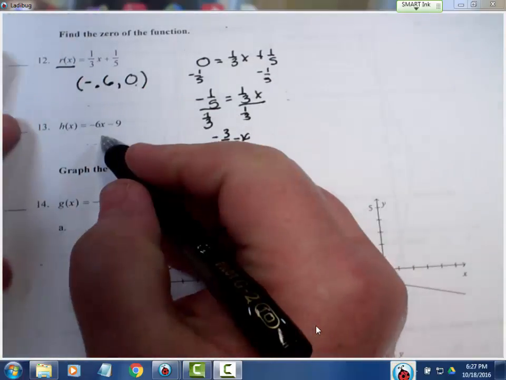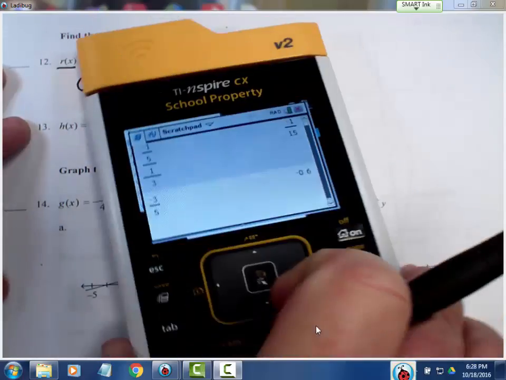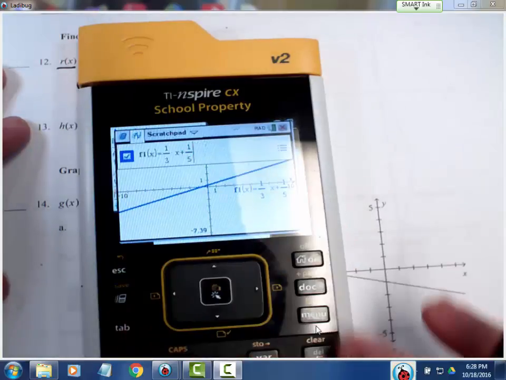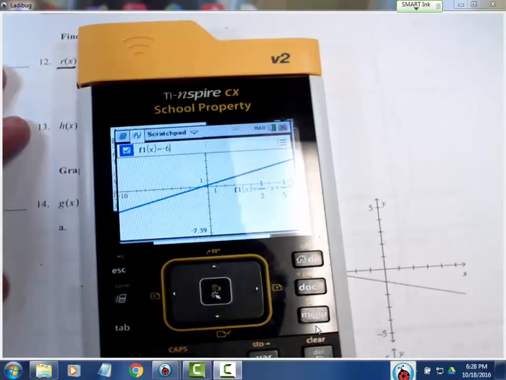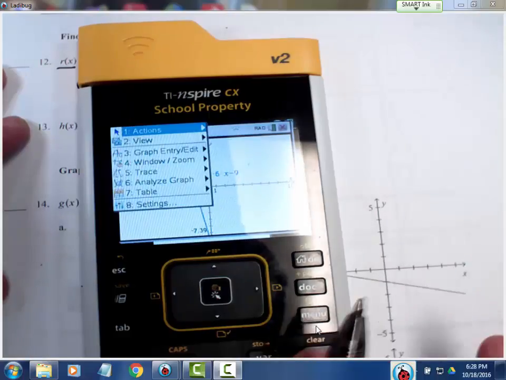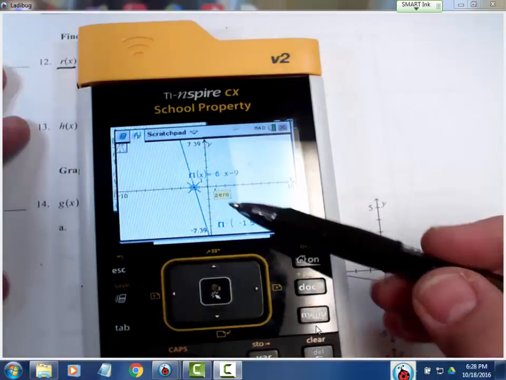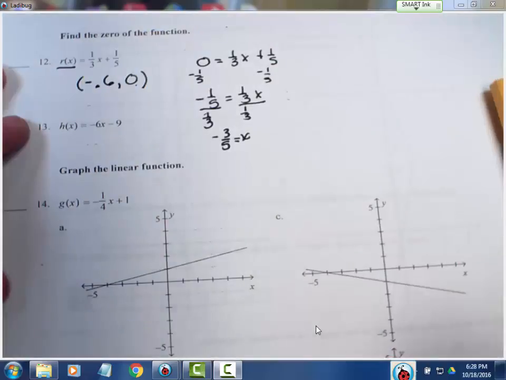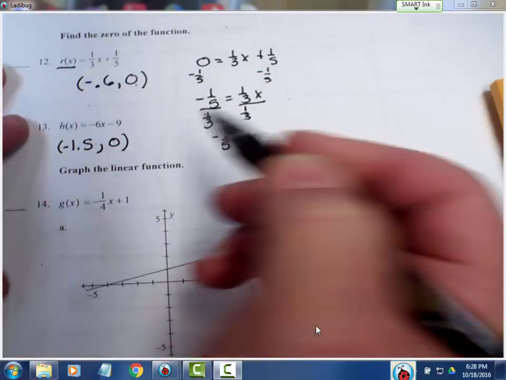Alright, so find the zero of the function. Again, we can type in the equation. So -6x minus 9. Menu 5, 1, and then we just trace along till we hit the x-axis. It comes up and says 0, which in this case will be at -1.50.